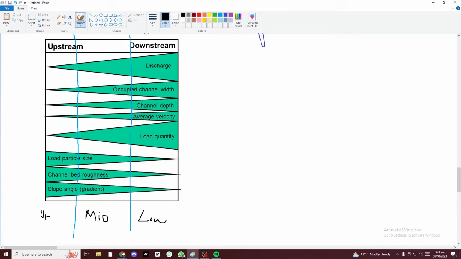Greatest discharge, widest part of the river, deepest part of the river. The average velocity is highest. The load quantity is highest. This load quantity will also have the smallest particles like sand, clay, and gravel. This is because it requires the least velocity. In downstream in the river, the bed is very smooth and the slope is shallowest.